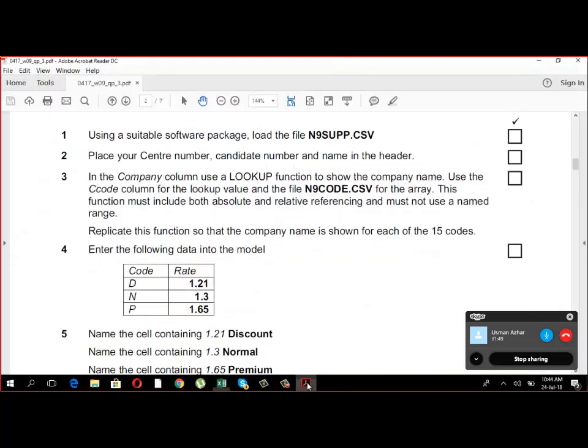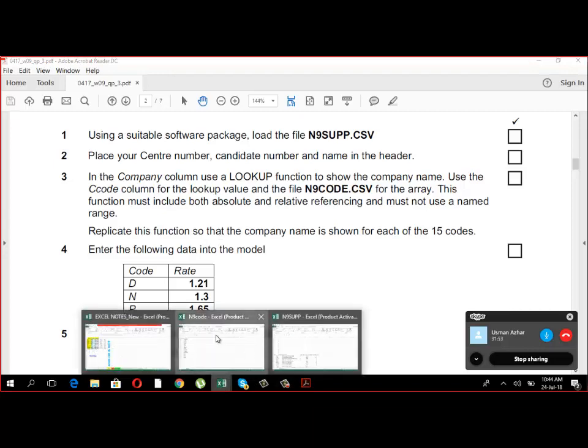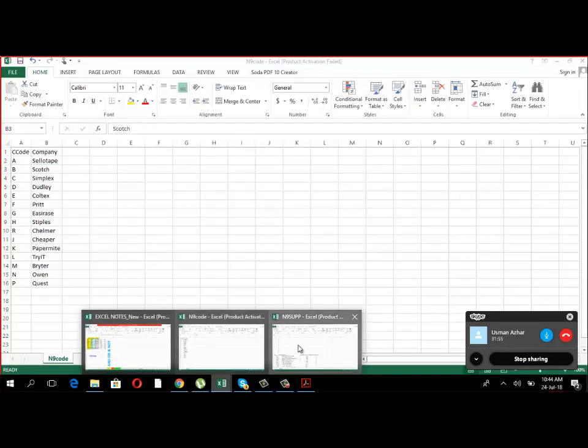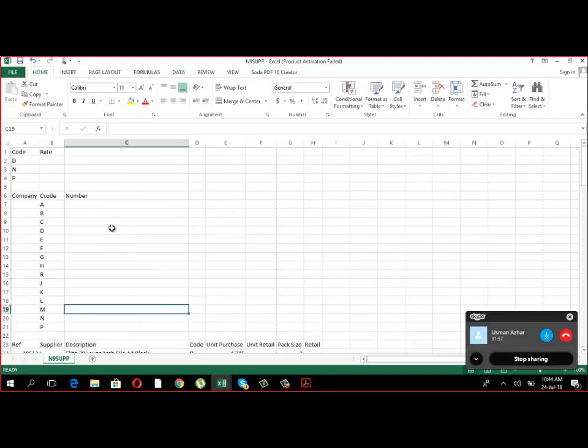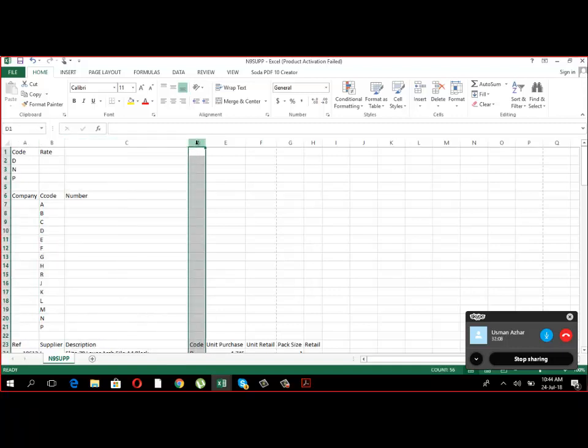I'll go back to the question. In the company column, which company column is he talking about? He's talking about over here. By company column, he means this data, this company column. By column he doesn't mean this is the D column, this is the E column, this is the A column. By company column, he means this. Why am I talking about this? Because some students confuse it. So this is the company column.